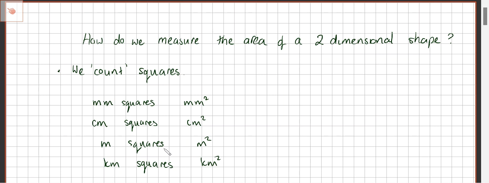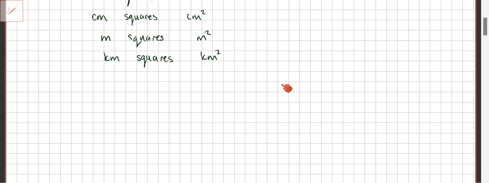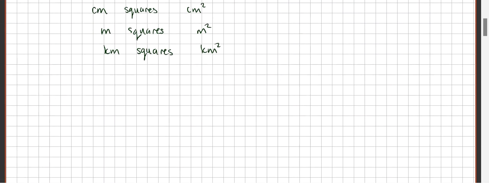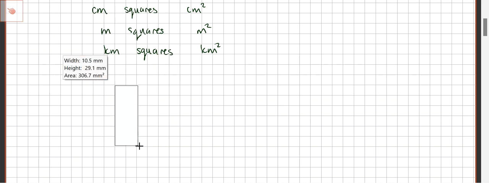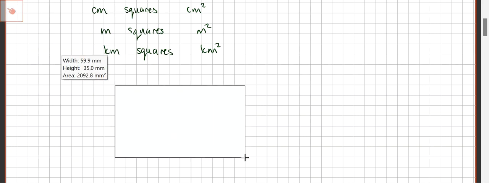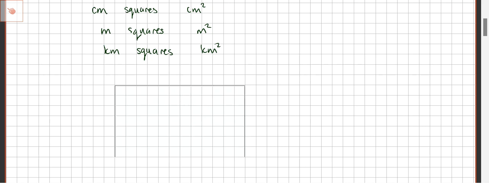So basically, for every shape, we have to count squares. Now, some shapes it's easy, some shapes it gets harder. Therefore, we can't do the same thing every time. Now, let's just do the simplest one that we've got to start with, which is a rectangle. So we just drew a rectangle on the grid, because I've covered exactly the grid.